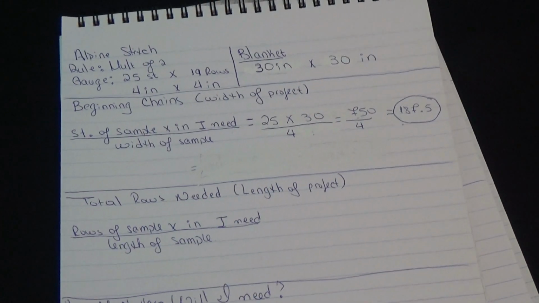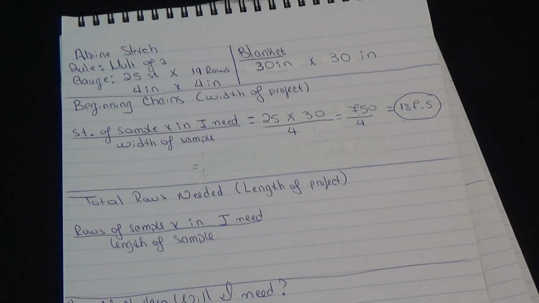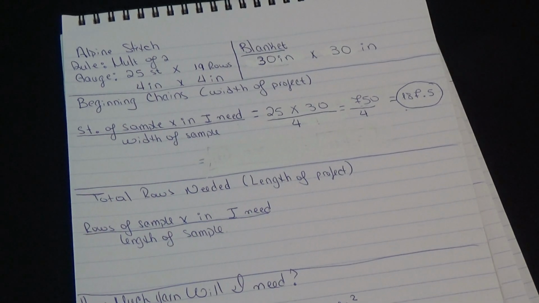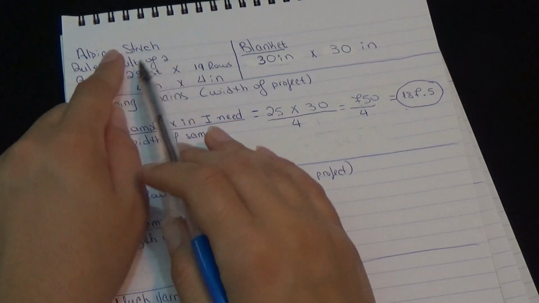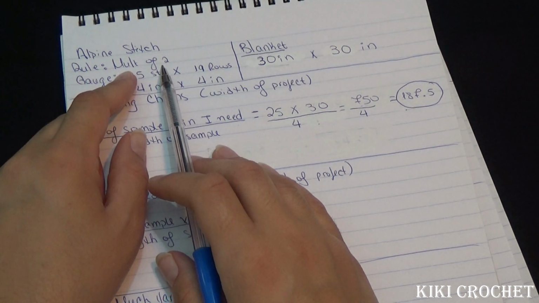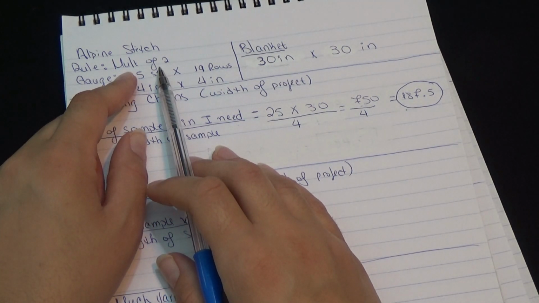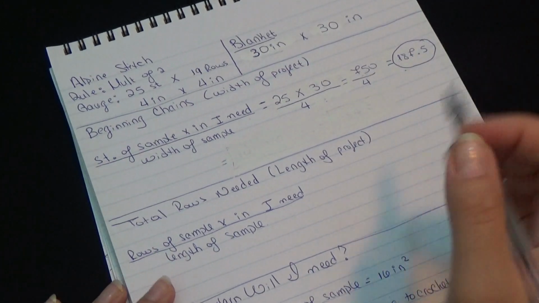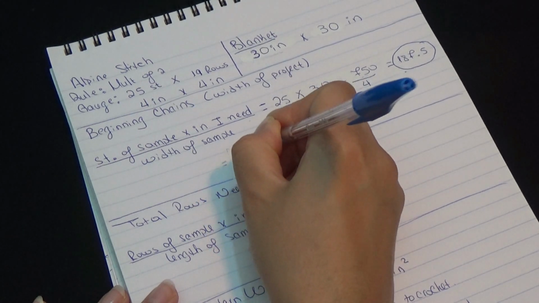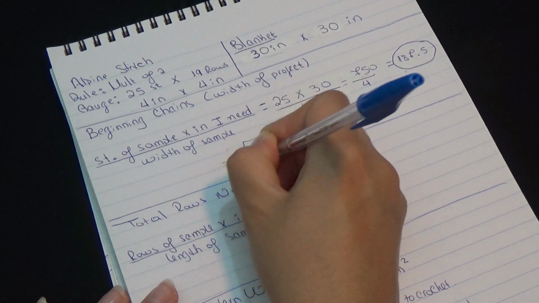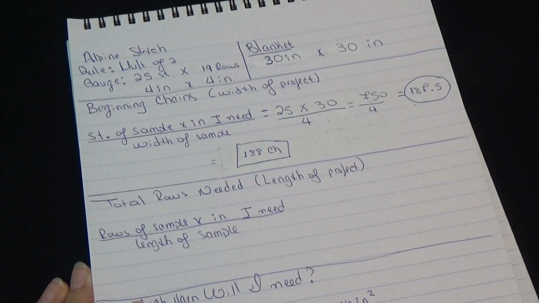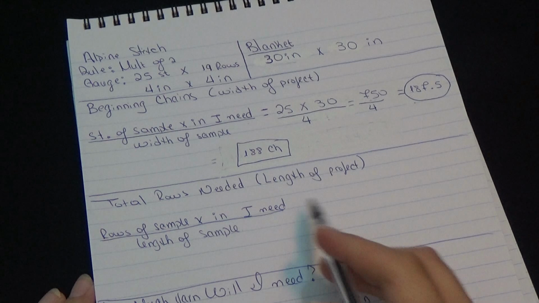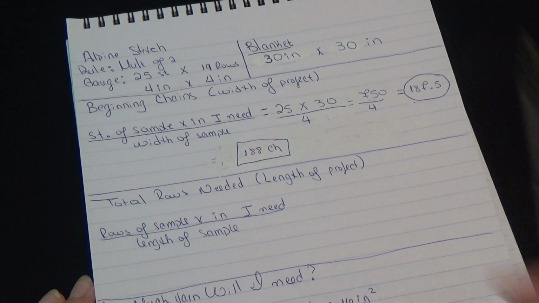Okay, so these are the chains that I need to start with. But because we cannot start with 187.5 chains, right? I need to round that number up or down depending on the multiples that I have, depending on the rule. My rule is multiples of 2, so this means any even number of chains. So to round it up to the next number, I'm going to start with 188 chains. Okay, 188 is an even number. 188 chains is going to give me 30 inches width.